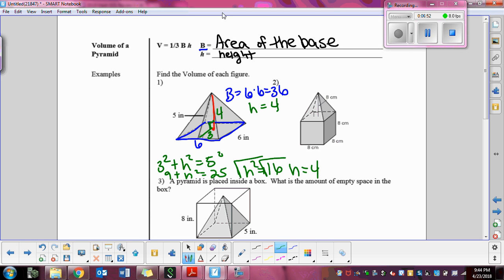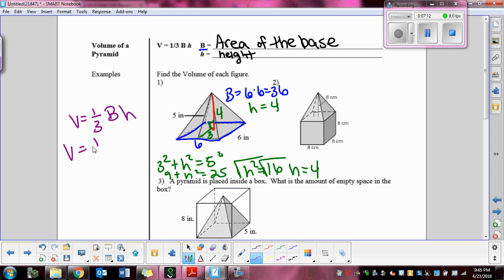And now we can plug it into our volume formula. So the volume, I'm going to write it over here. Your volume equals 1/3 area of the base times height, and I keep on putting 1/2 or thinking 1/2, but I said it right. So my volume equals 1/3. The area of my base is 36, and then my height was 4. The height of my pyramid is 4. So plug in 4.